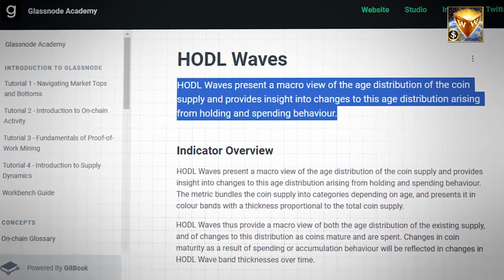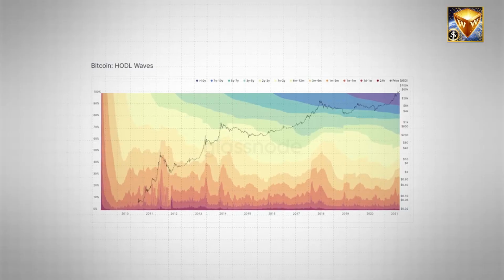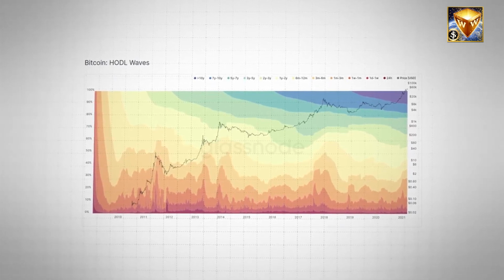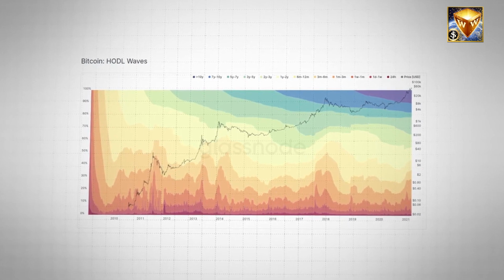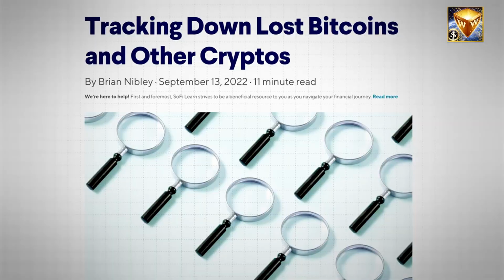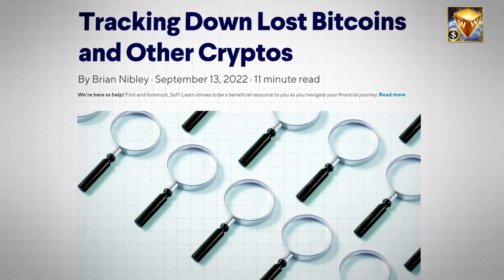Glassnode Academy explains this in great detail, but for our purposes, I'll keep it concise. HODL waves show three types of coins: lost or ancient coins, which are over 5 years old; coins between 1 and 5 years old; and young coins, which are generally less than 6 months old. Now, we know from past precedent that there is a very low chance that coins dated over 5 years will re-enter the market. That's why they're classed as lost or ancient.